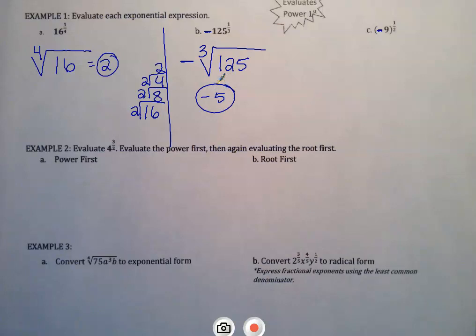Just throw out the negative to the left side, because it's not in there. The exponent only applies to what's directly in front of it. Okay, except in this one, the parentheses say the negative's included. So it's going to be imaginary.